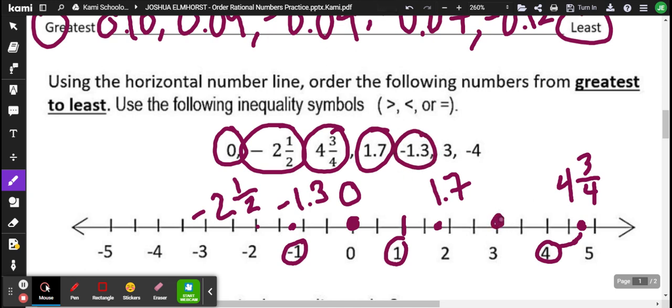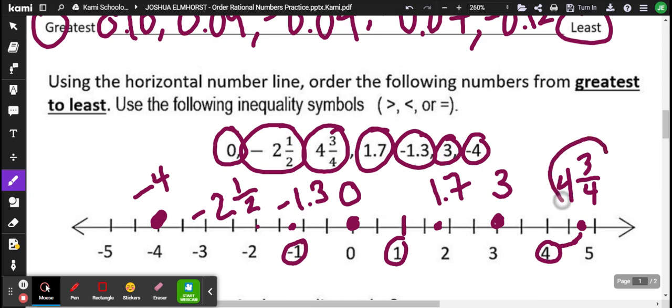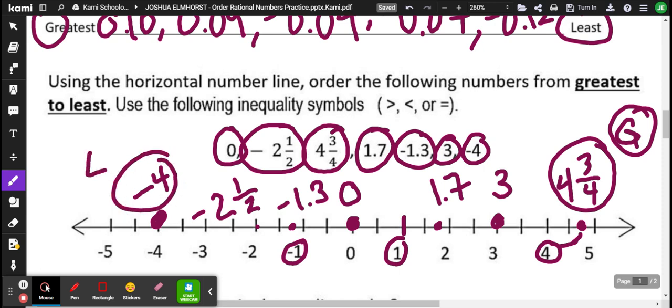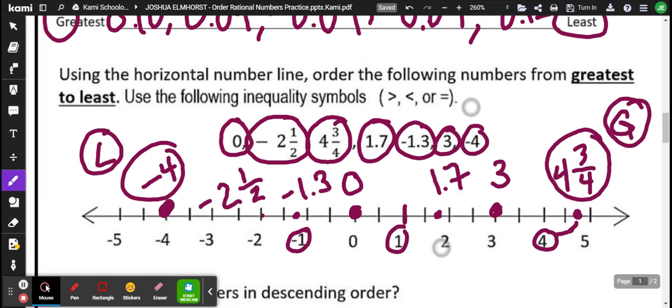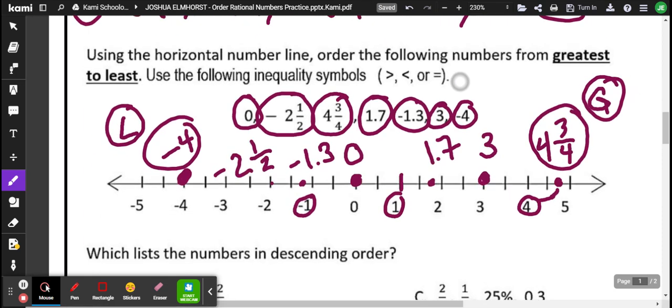Positive 3, and then negative 4 is right there on the number line. Label your G. And this one, the greatest, is going to be 4 3/4. And then your L, negative 4. Putting them onto the number line will help you organize them. And you would go from right to left, from greatest to least.